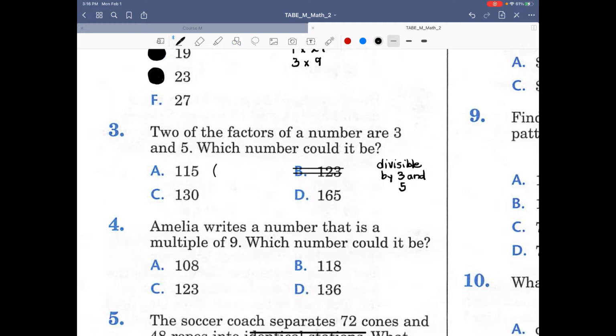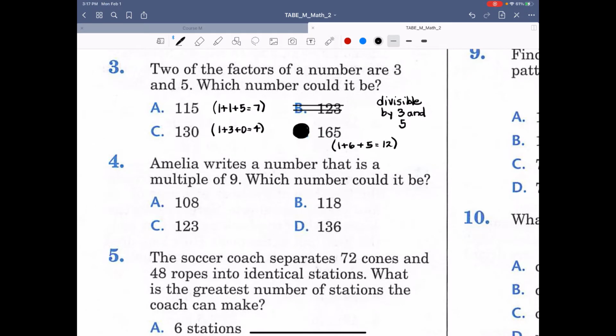So you have 1 plus 1 plus 5 is 7. 7 divided by 3, that won't work. 1 plus 3 plus 0 is 4. 4 divided by 3, that won't work. 1 plus 6 plus 5 is 12. And 12 divided by 3 absolutely will work. So D is divisible by both the 3 and the 5. Number 3 is D. Number 4.